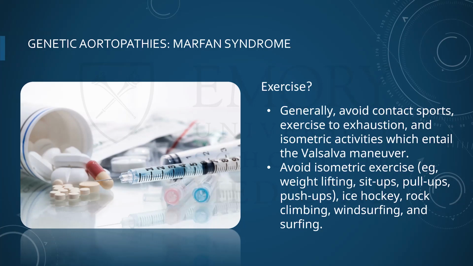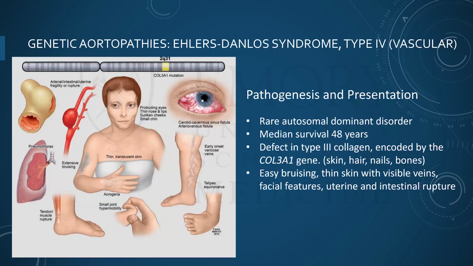So moving on, the next aortic thing I want to talk about is Ehlers-Danlos syndrome, of which there are many types. But the type we're going to focus on today is type 4. Type 4 Ehlers-Danlos syndrome is caused by a mutation in the gene for COL3A1 that causes a defect in type 3 collagen. And type 3 collagen is crucial for development or healthy growth of skin, hair, nails, and bones.